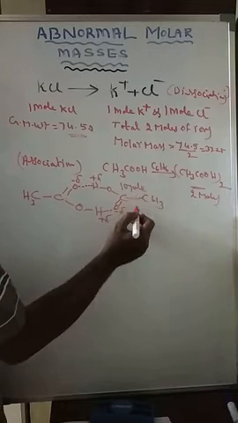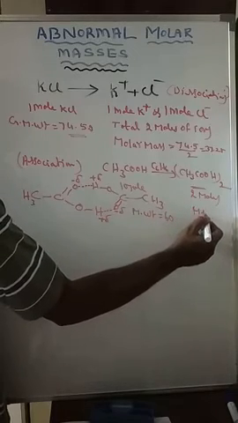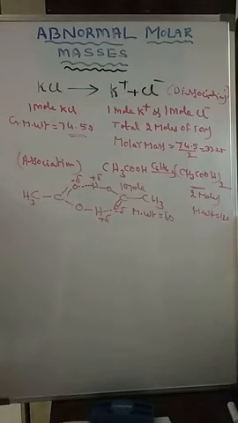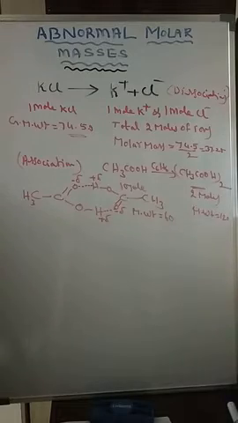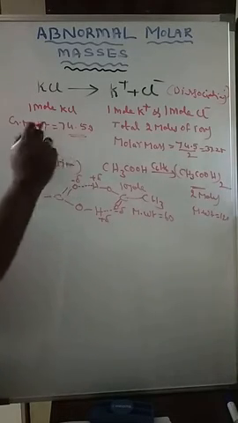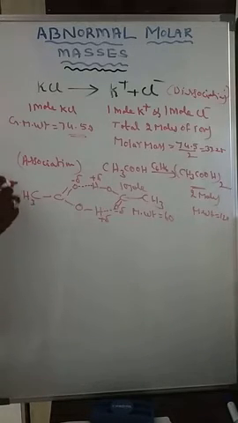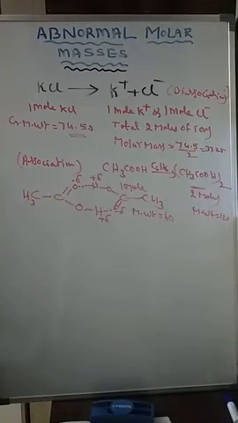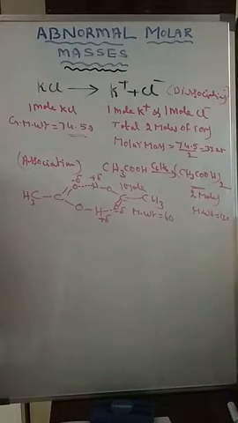The molecular weight of 1 mole of acetic acid is 60, whereas here the molecular weight becomes 120. Due to association, the molar mass or molecular weight changes. Due to dissociation, the molar mass also changes. So either dissociation or association of electrolytic substances changes the molar mass. That's why it is called abnormal molar mass.